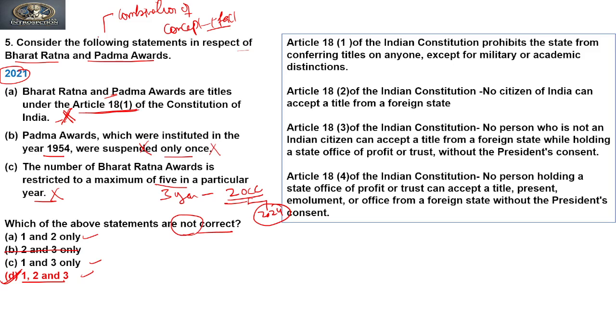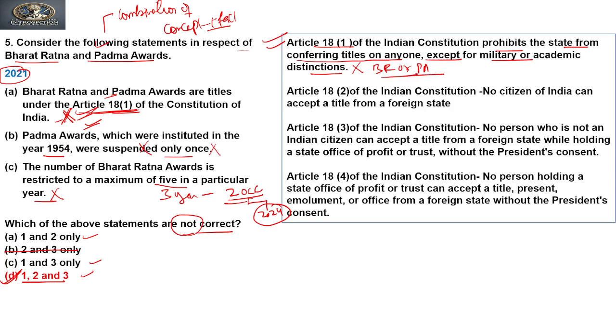So let's start with the first option. The first option talks about the Bharat Ratna and Padma Award being titles under Article 18 Clause 1 of the Indian Constitution. So let's see what Article 18 talks about. Article 18 Clause 1 of the Indian Constitution prohibits the state from conferring titles on anyone except military or academic distinctions. So Article 18 clause 1 does not talk about Bharat Ratna or a Padma Award.